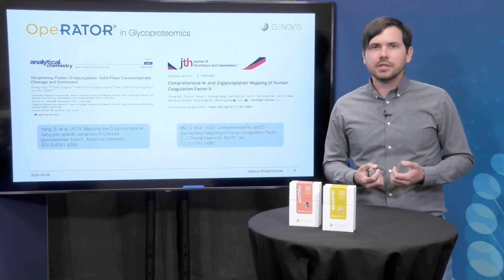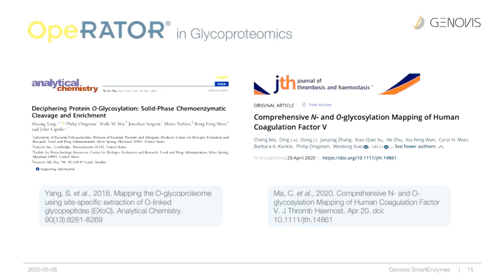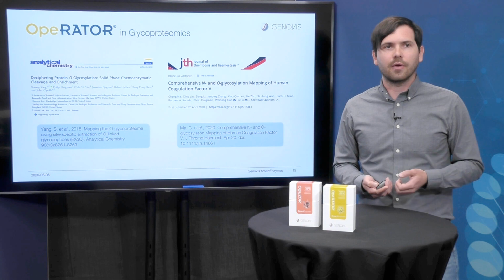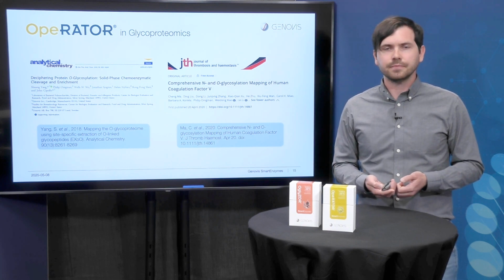There are also 2 more publications which used very similar approaches, this time more on purified proteins for an in-depth analysis of purified proteins using stuff like Zika viral capsid in the case of the Analytical Chemistry paper from the FDA, or the other one, hot off the press, just about 2 weeks old, where they took a very in-depth look at human coagulation factor 5 and its N- and O-glycosylation patterns, also using very similar OpeRATOR-based approaches.